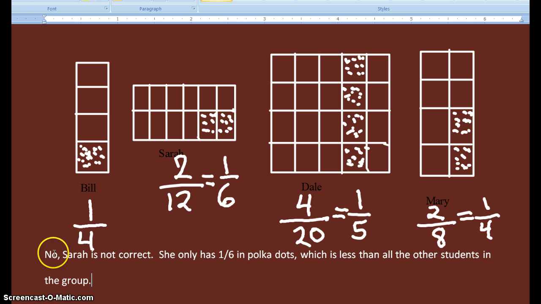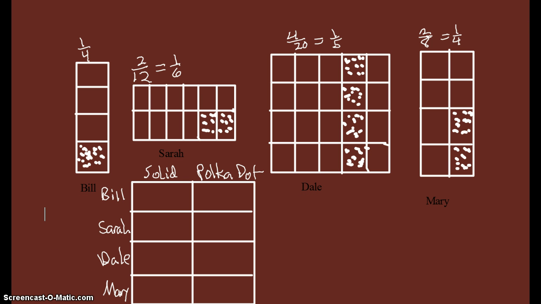Now, we need to complete a table that lists the fractional parts of each pattern for each student. Now, when we fill out our chart, I don't want to use the simplified versions of the fractions. I think that for this part it might be best to use the original fractions. Now let's look at Bill's. We need to know what fractional part of Bill's patch is solid and what fractional part is polka dot. Now we already know the fractional part that's polka dot because we said 1/4 of it was polka dot earlier, so I'll just put 1/4 there.